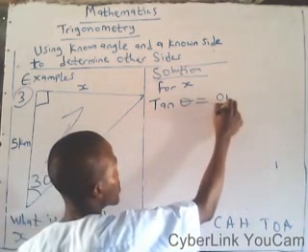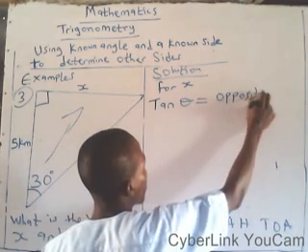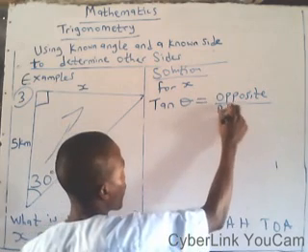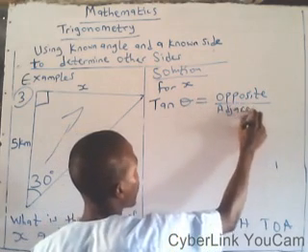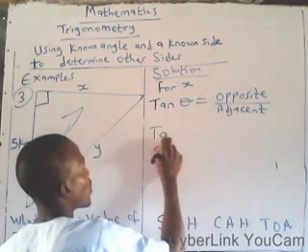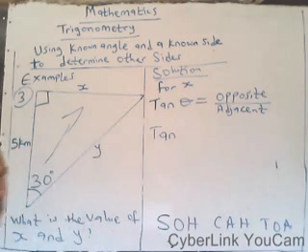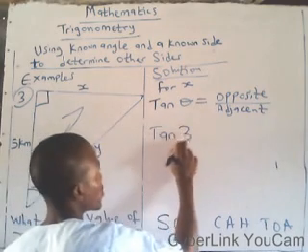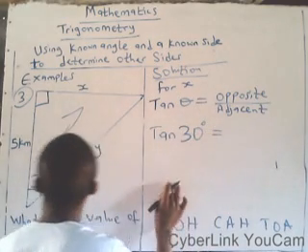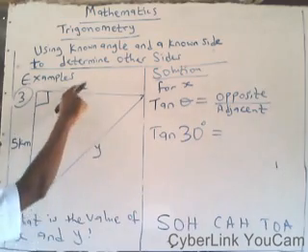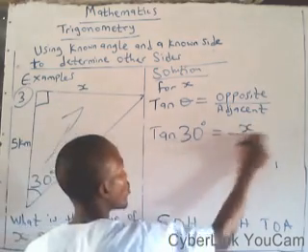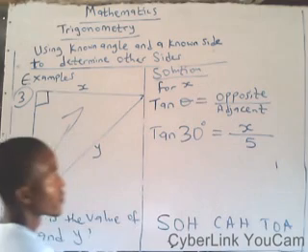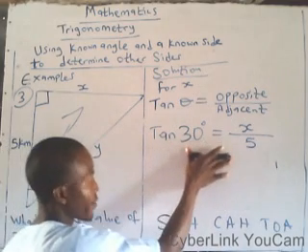is equal to opposite all over adjacent. Now our theta is the known angle or the angle given, which is 30 degrees. That tan 30 degrees is equal to, while the opposite is x, all over adjacent, which is 5. Now this is what we have.